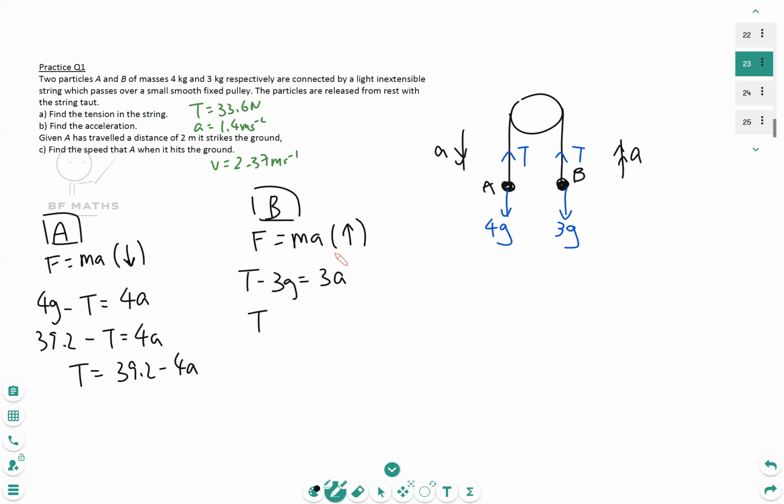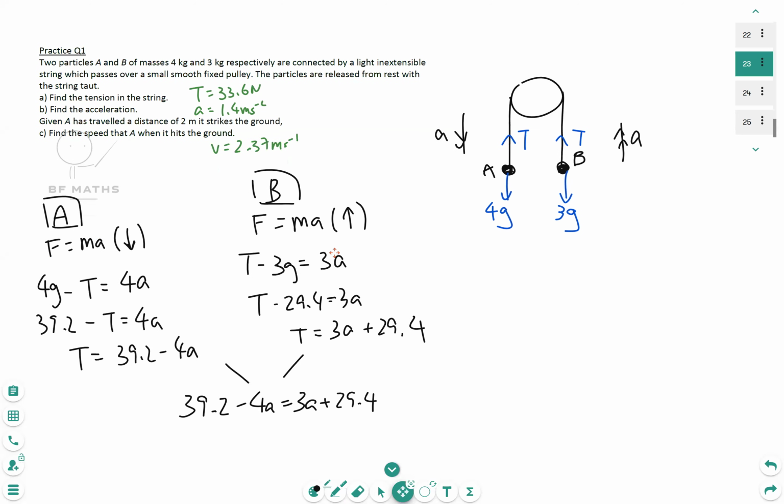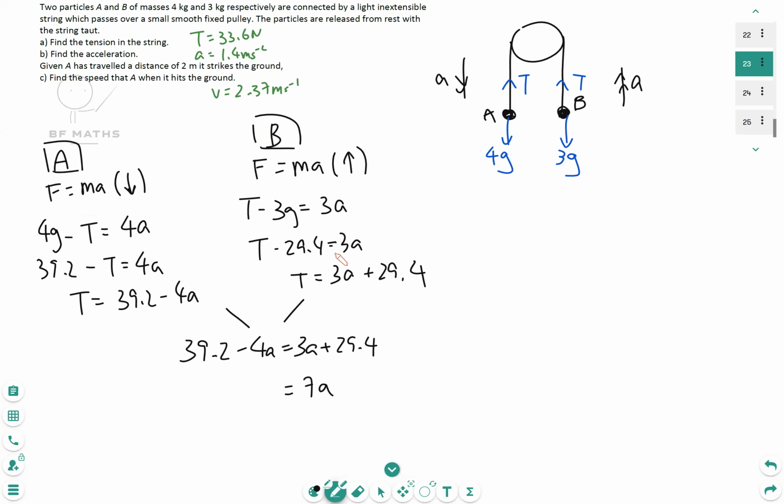So T minus 3 times 9.8, which is 29.4, equals 3a. So T equals 3a plus 29.4. I see a simultaneous equation, so I'm going to make them equal. 39.2 minus 4a equals 3a plus 29.4. Bring the 4a over to the right-hand side, 7a, and this one will be 9.8. Divided by 7, a is 1.4 meters per second squared.